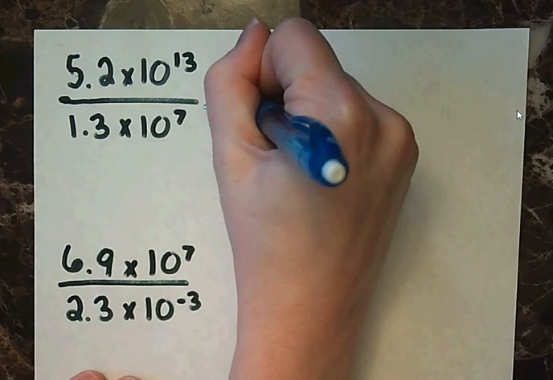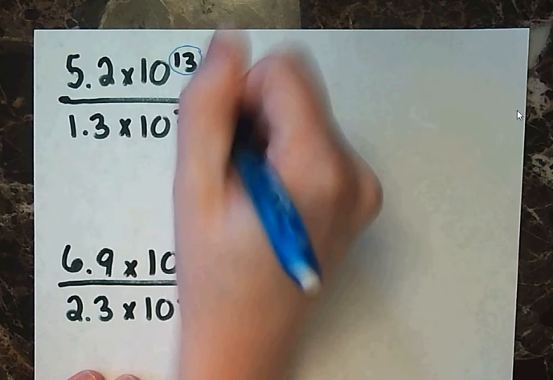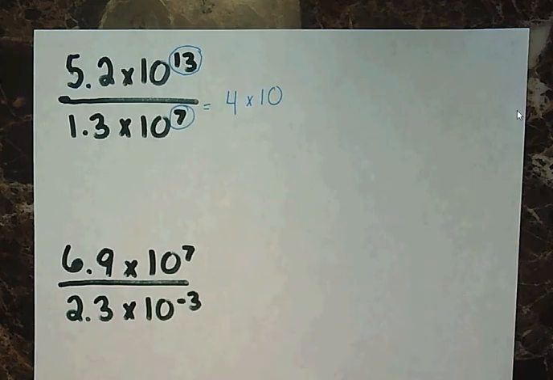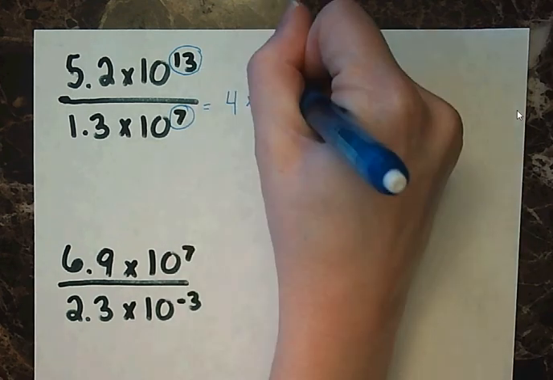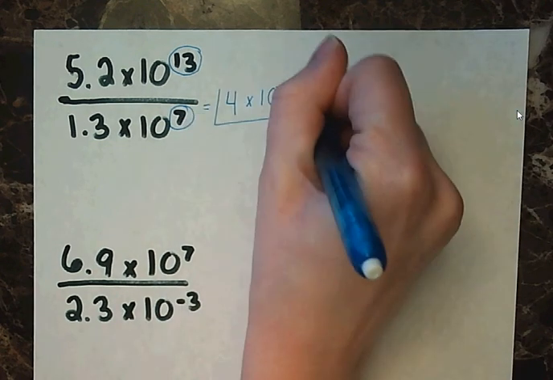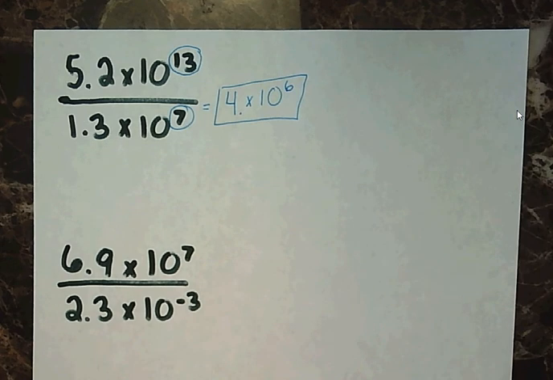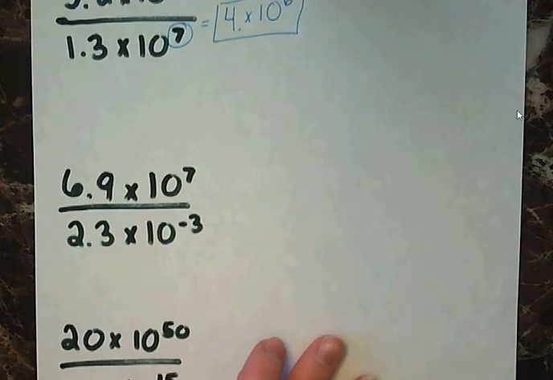And we have times 10. Now because we're dividing, now we want to subtract those exponents. So we have 13 minus 7. So what is 13 minus 7? 7. Close. 13 minus 7 is 6. It's 6. So we have 4 times 10 to the 6th. And that is proper scientific notation because there's 1 number right in front of the decimal. Okay? What about the next one?